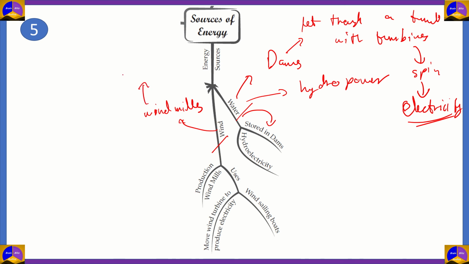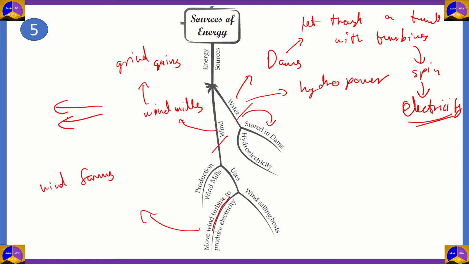Now, windmills were used to grind out grains or pump up water from wells. So for those tasks, windmills were used. But now we have wind farms that contain wind turbines. Now these turbines also use electromagnetic induction. They turn the wind energy, the kinetic energy of the wind, and convert it to electricity. So they have a generator inside them, and the generator converts the kinetic energy into electrical energy.